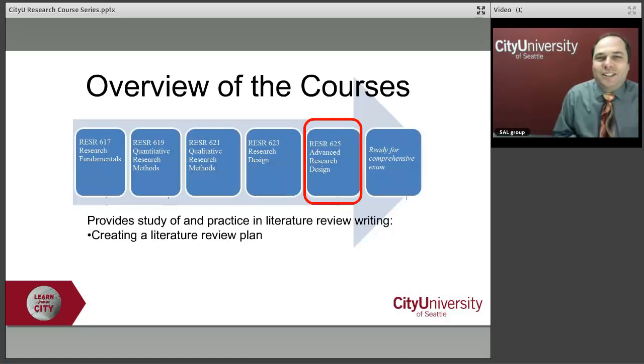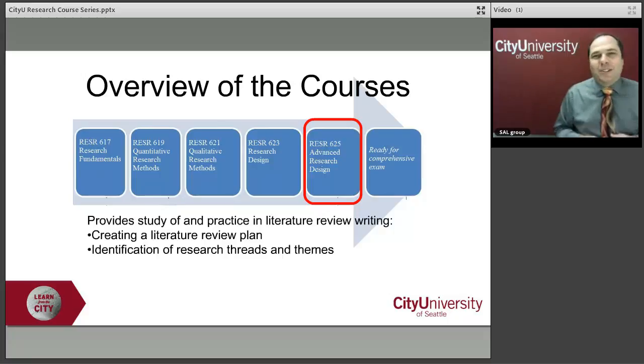The fifth course in the series is RESR 625 Advanced Research Design. I got to tell you, this is one of my favorite courses to teach in this series, and the reason I like it so much is because it's a culmination of the previous four courses, but also it's where you finally get to really dig deep into the area you have the most interest in to find what's most important in that topic for this time. Let me quickly hit the bullets here for this slide.